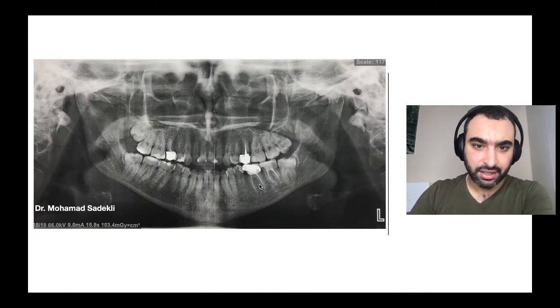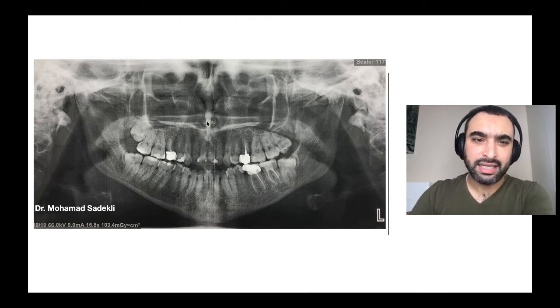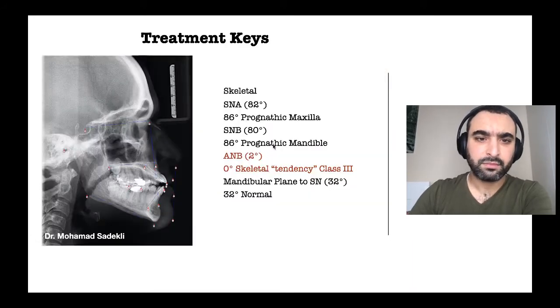The OPG X-ray actually is fine. She has only one impacted third molar here, partially impacted or blocked. She has a partially erupted third molar, and we can only notice the asymmetry in her TMJs due to her case and the crossbite that we saw on the right side and the narrowing and some open bite. So sure we will have some issue with her TMJs.